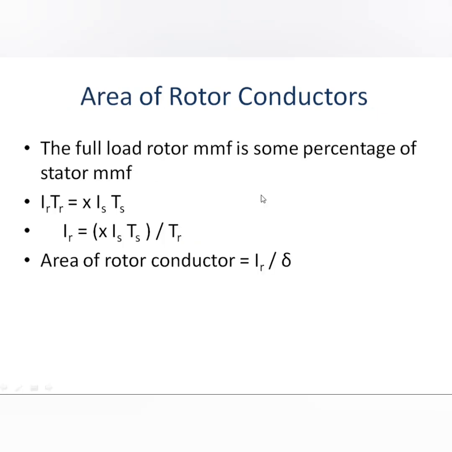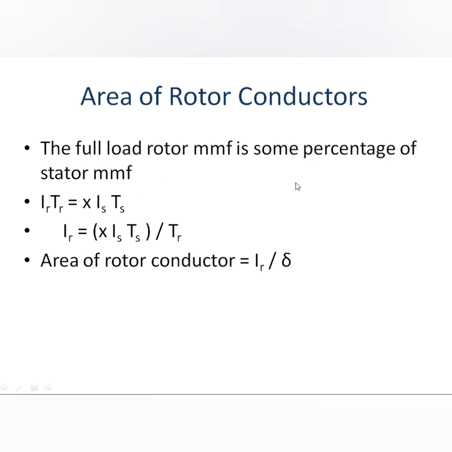Once we know the rotor turns, we can calculate the area of the rotor conductors, because we know that stator MMF and rotor MMF will have some ratio which will be common under running condition. At start, the rotor MMF and stator MMF are considered to be the same as in a transformer, but once the motor starts rotating, the rotor MMF will change due to the change in the rotor current, because rotor current depends upon the frequency of the rotor, and the frequency of the rotor changes with respect to the speed.